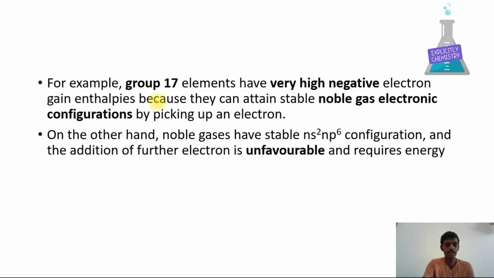The electronic configuration of halogens is ns2 np5. By gaining one electron, it becomes ns2 np6, which is more stable. On the other hand, noble gases have a stable ns2 np6 configuration already, and the addition of a further electron to this is unfavorable and requires more energy.